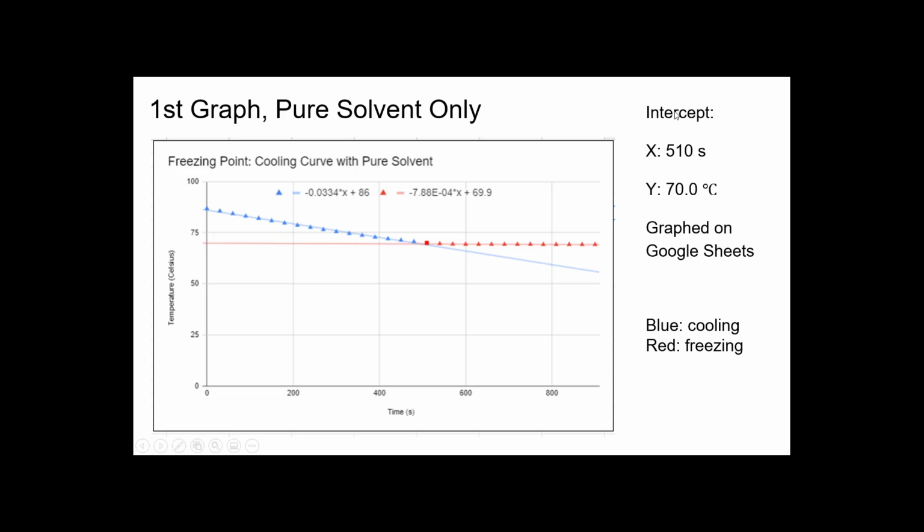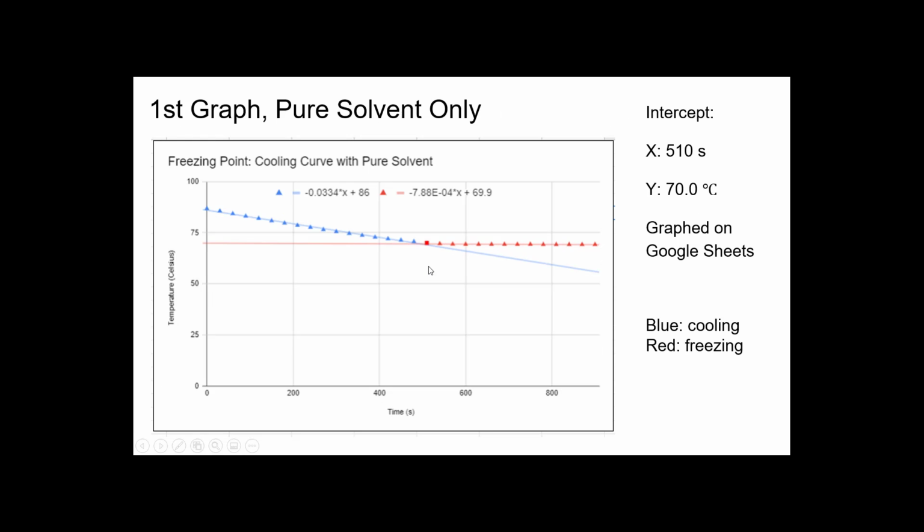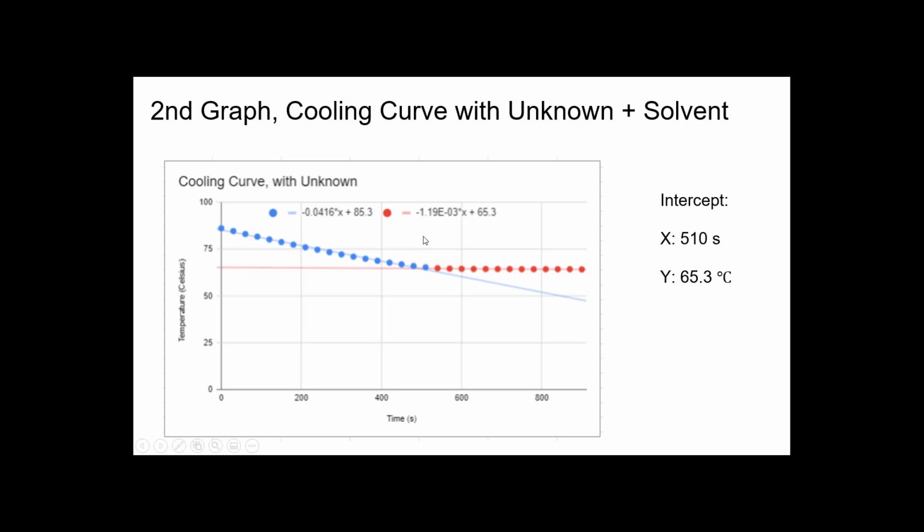So what are you trying to determine from these? X is time, and Y is temperature. You need to figure out what these are. By looking at it, I pulled it up, and I could tell that this is 510 seconds, and the freezing temperature is 70 degrees Celsius. On this one, I put the same. I didn't change it on this one. It's 510 seconds and 65.3 degrees Celsius. So you can see the temperature went down because it has to go down more in order for the solution to freeze.